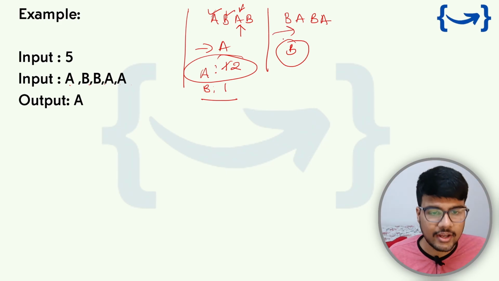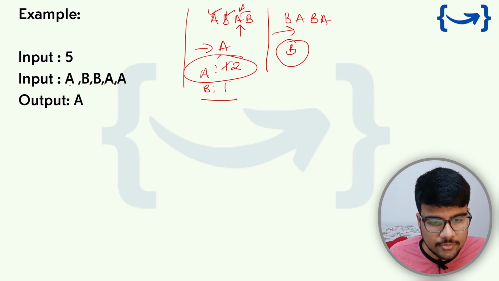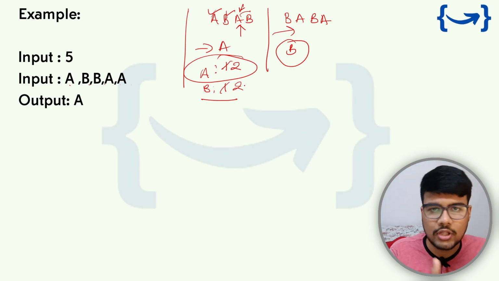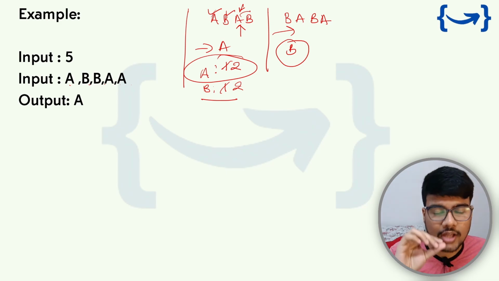Similarly it applies here, because after this B becomes 2, and we can see both are at the tie phase, but the first to reach the tie phase is A. So yeah, this answer is A.